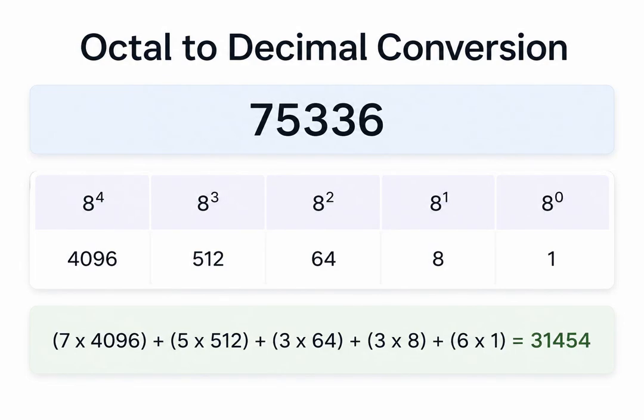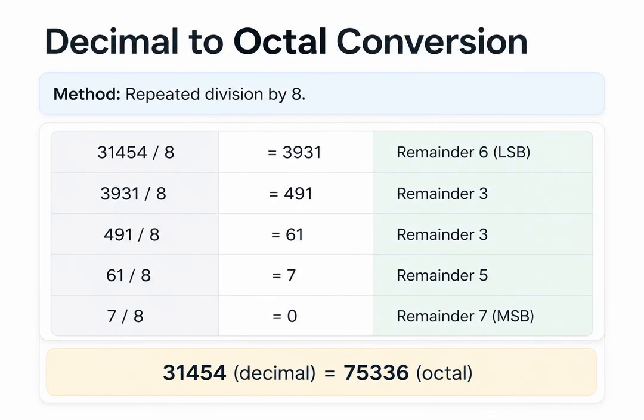To convert an octal number back to decimal, we use positional weighting, just like we did with binary, but using powers of 8. We multiply each octal digit by its corresponding power of 8 and add them all together to get our base 10 decimal value. And for converting decimal to octal, we once again use repeated division, this time dividing by 8. We record the remainders at each step, and reading them from bottom to top gives us our octal number. It's a universal method that works for any number base.